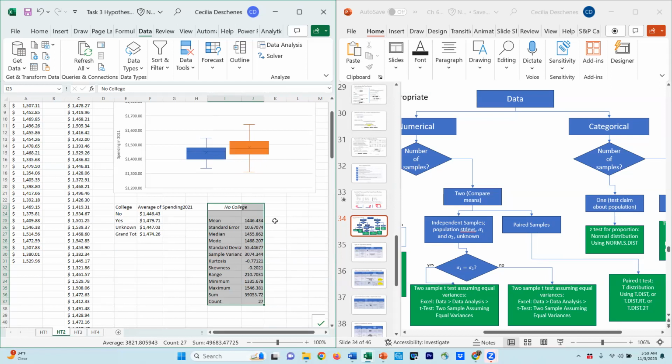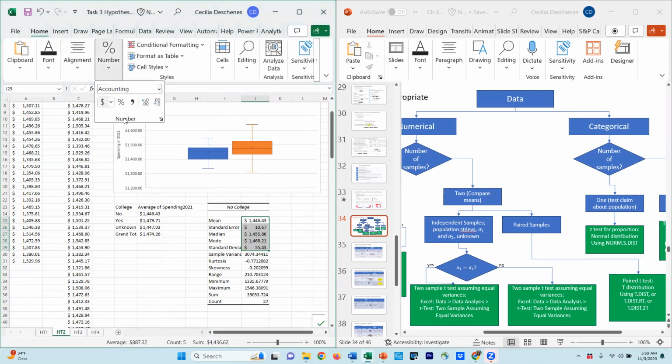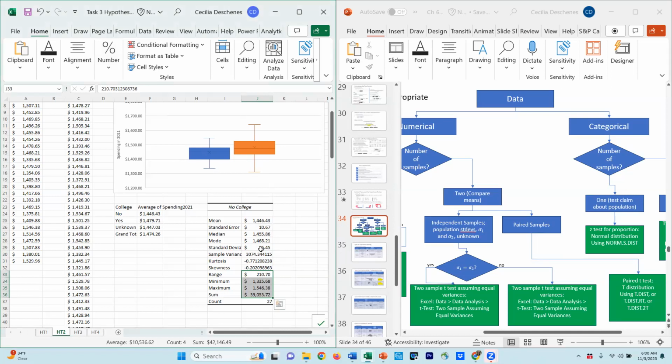You could go through and format a bunch of these to be dollars. Remember, the first 5 we can format as dollars. Then sample variance, that's dollars squared. Kurtosis, skewness, those are just numbers. Range is dollars, min max is dollars, sum is dollars. So we can also do those as dollars if we wanted to. Okay, and we got too big. Okay, there we go.